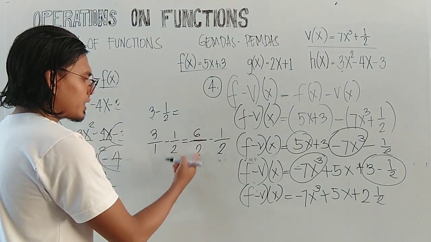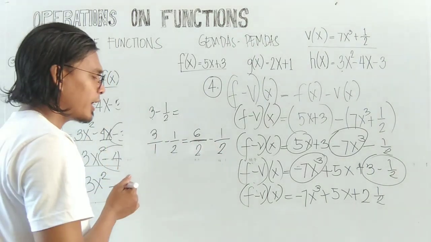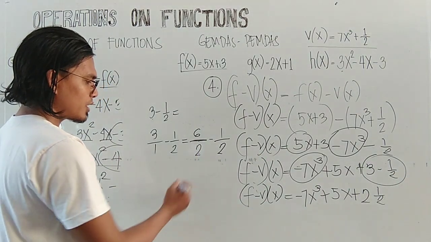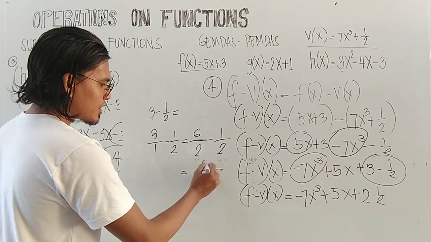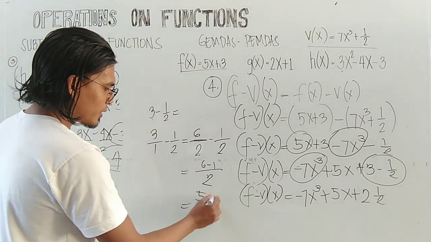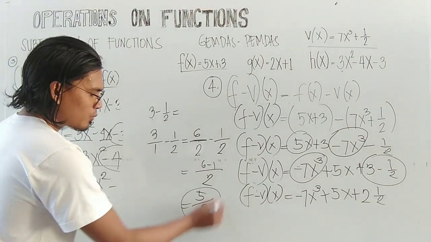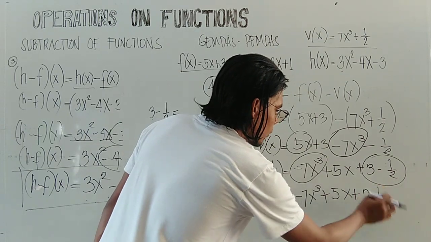They are different in form, but they have the same value, guys. That is the concept behind equivalent fractions. The value is the same, but the form or appearance is different. So this time we can subtract. 6 minus 1 is equal to 5 over 2. Okay? So you will notice, guys, that 5 over 2 is the same as 3 minus 1 half, which is 2 and 1 half.